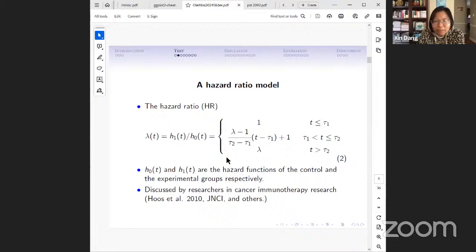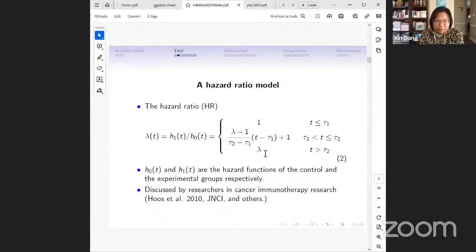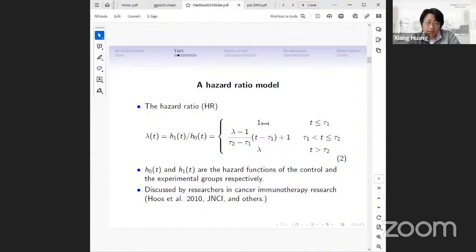Lambda greater than 1, right? Lambda is less than 1. Less than 1. Okay, thank you. Yeah. So this is a non-decreasing function of time t, and actually there's a simplified model.